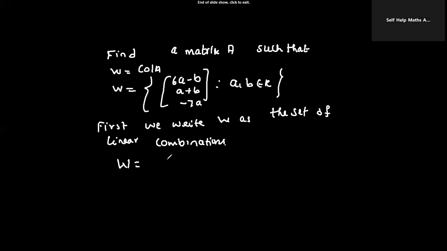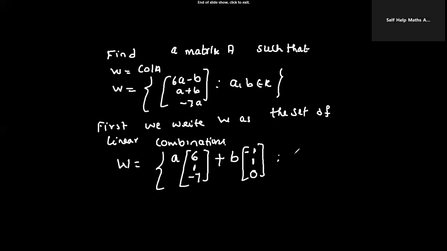So I will write it this way: a times the vector whose first entry is 6, because a has the coefficient 6 in the first row; in the second row, 1 is the coefficient of a; and in the third row, the coefficient of a is -7. Plus b times the vector with -1 as the coefficient of b in the first row, 1 in the second row, and in the third row there is no b, so I write 0, such that a and b are in R, coming from the real numbers.